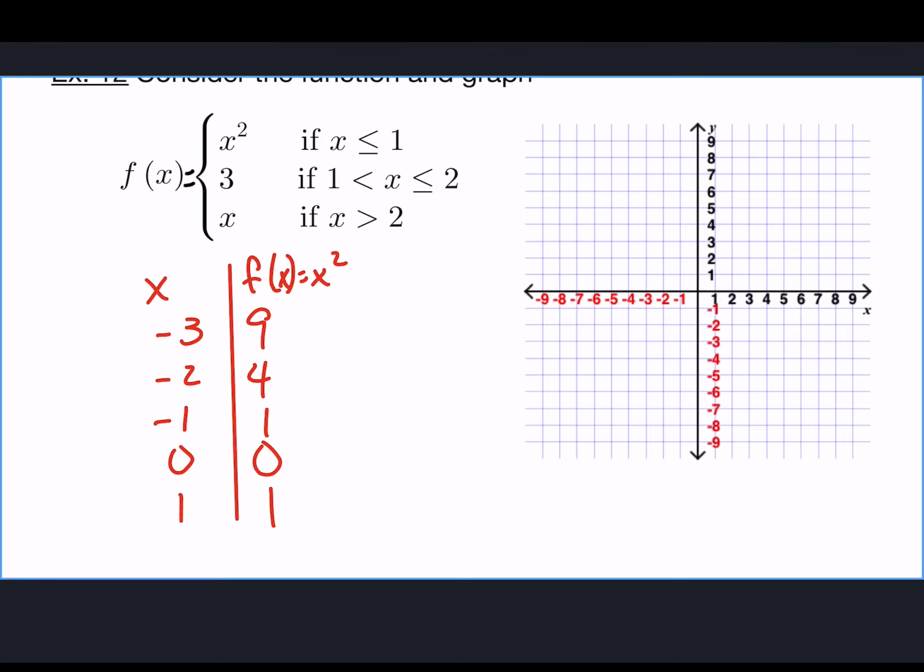So negative 3, 9. Negative 2, 4. Negative 1, 1. 0, 0. And 1, 1. Do you agree with those points? Yes. So I'm going to connect those dots with a curve.